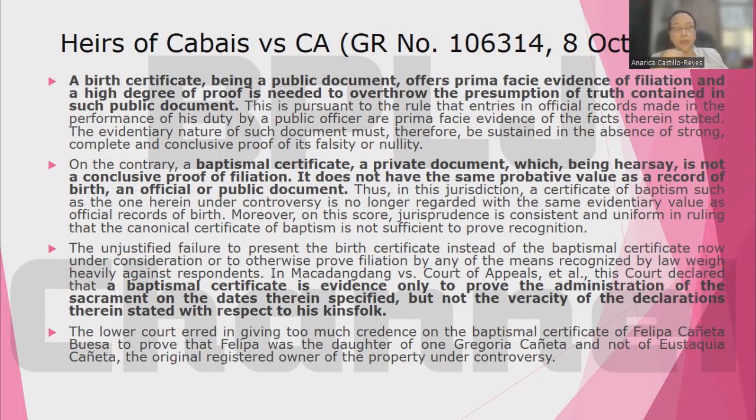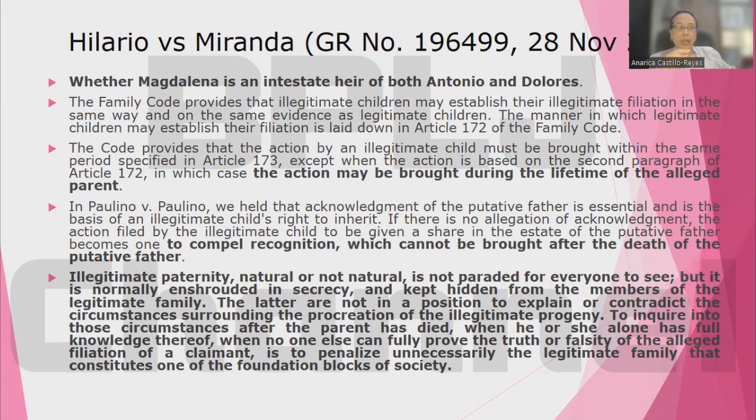We have the case of Heirs of Cabais versus Court of Appeals. So, we are in the topic of proving filiation. The birth certificate, being a public document, offers prima facie evidence of filiation. And there is a high degree of proof that is needed to overthrow the presumption of truth contained in the certificate of live birth. On the other hand, a baptismal document is a private document, and that is not considered as conclusive proof of filiation. It does not have the same probative value as a birth certificate. It only proves the administration of the sacrament, but not the veracity of the declaration stated with respect to his kinsfolk or his parents.